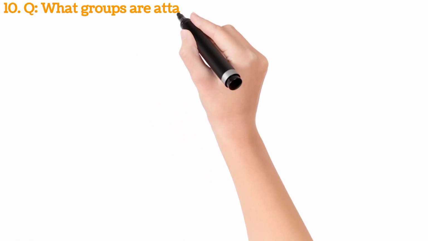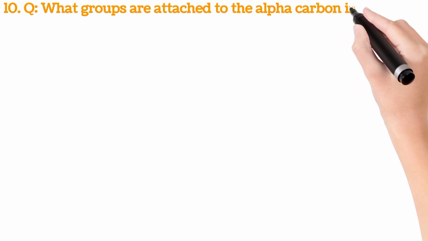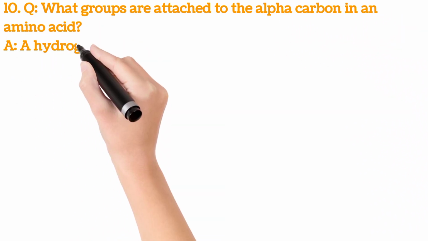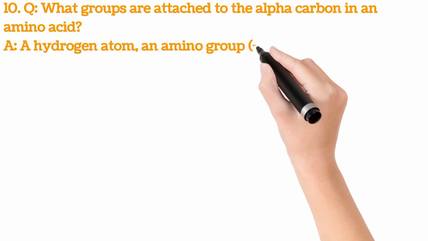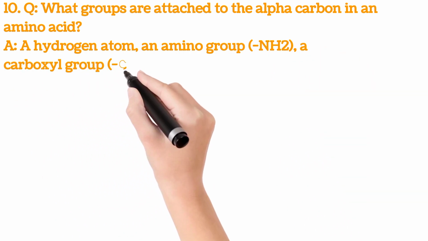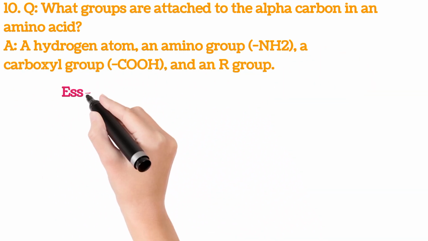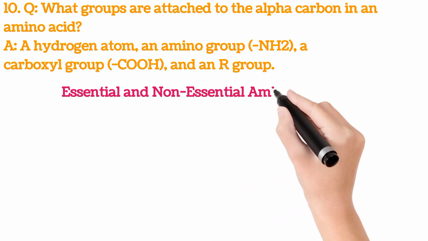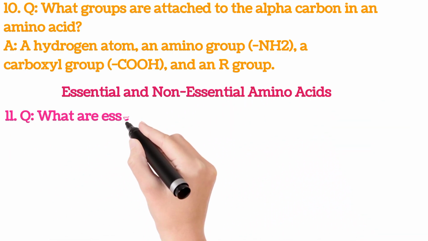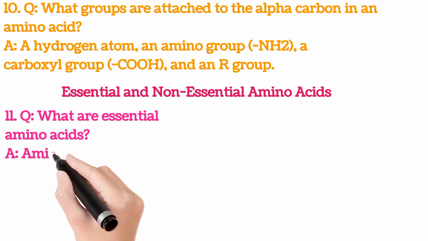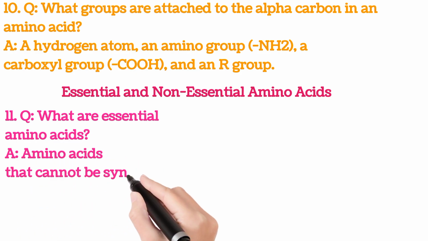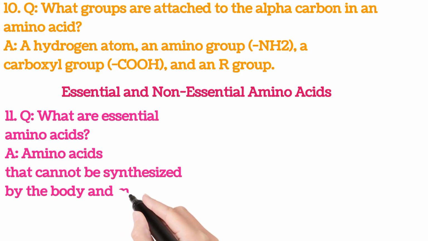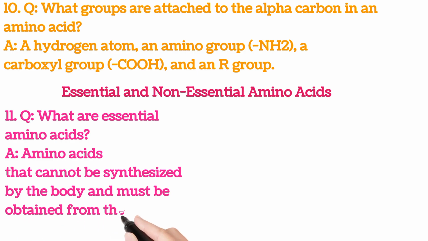The R group. 10. What groups are attached to the alpha carbon in an amino acid? A hydrogen atom, an amino group, a carboxyl group, and an R group. Essential and non-essential amino acids. 11. What are essential amino acids? Amino acids that cannot be synthesized by the body and must be obtained from the diet.